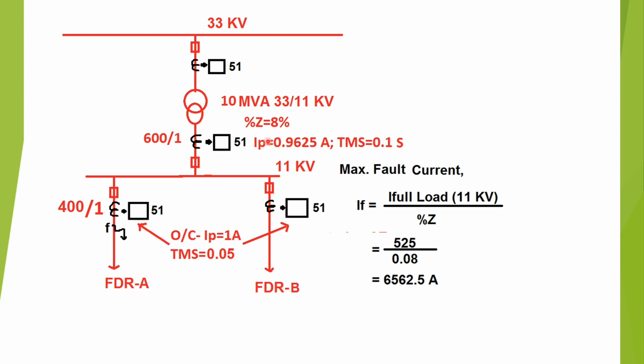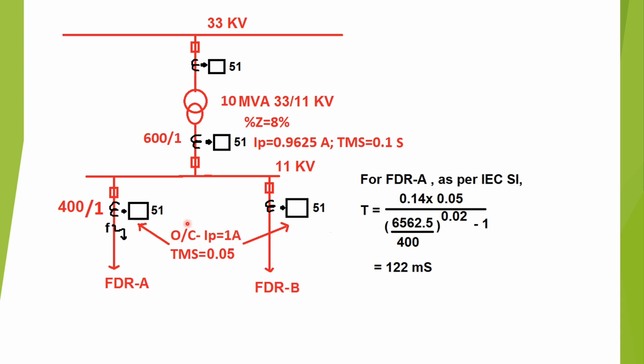Now, since the percentage impedance is known, we can calculate the maximum fault current at the 11 kV bus, which is given by the full load current on the 11 kV side divided by the percentage impedance. So it is 525 divided by 0.08, which is equal to 6562.5 ampere. So the maximum through fault current is 6562.5 ampere. In this case, we have neglected the source impedance.